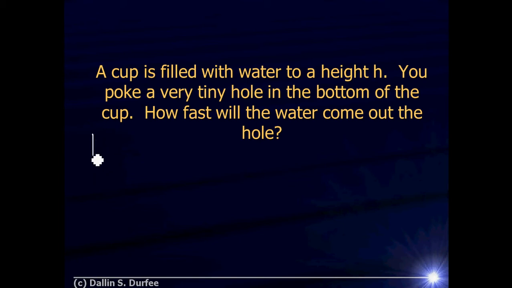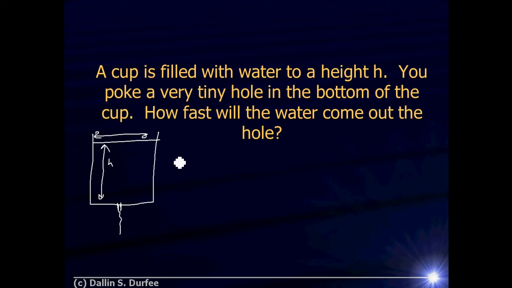So here's what we've got. We've got a cup, and it's filled up with water to some height h. We're going to poke a little hole in the bottom and let water come out. This is just like water flowing through a hose and then through a nozzle, right? We have a big cross-sectional area here, the water flows through, and then it's squeezed through this little nozzle down here.